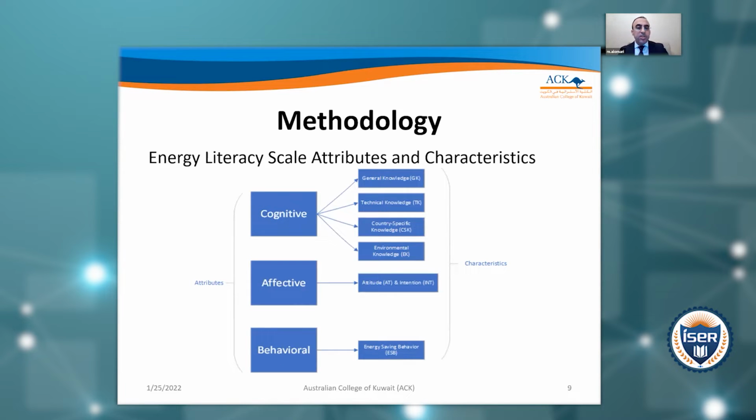Methodology. The general organization of the energy literacy measurement criteria is shown in this figure. We have cognitive, affective, and behavioral. Under cognitive, we have general knowledge, technical knowledge, country-specific knowledge, and environmental knowledge. Under affective, we have attitudes and intention. With behavioral, we have energy-saving behavior.